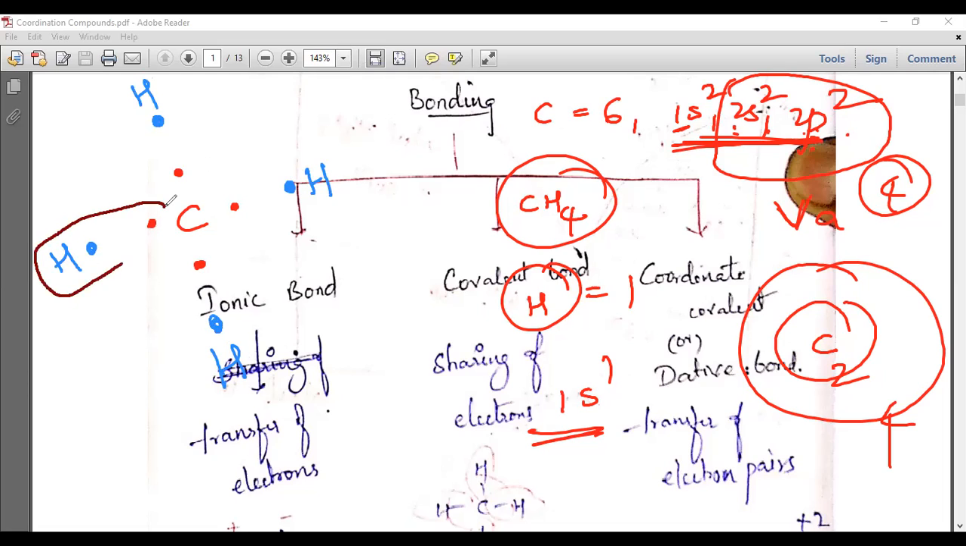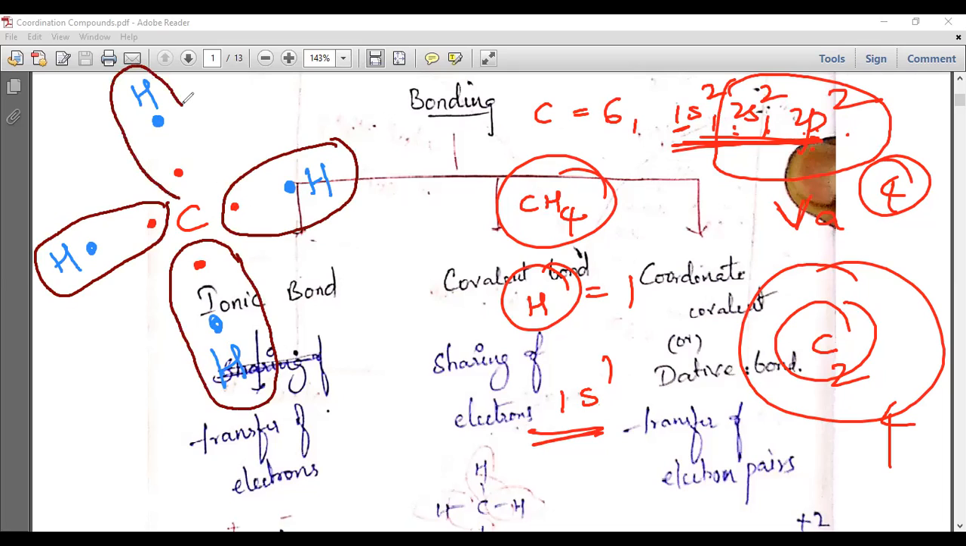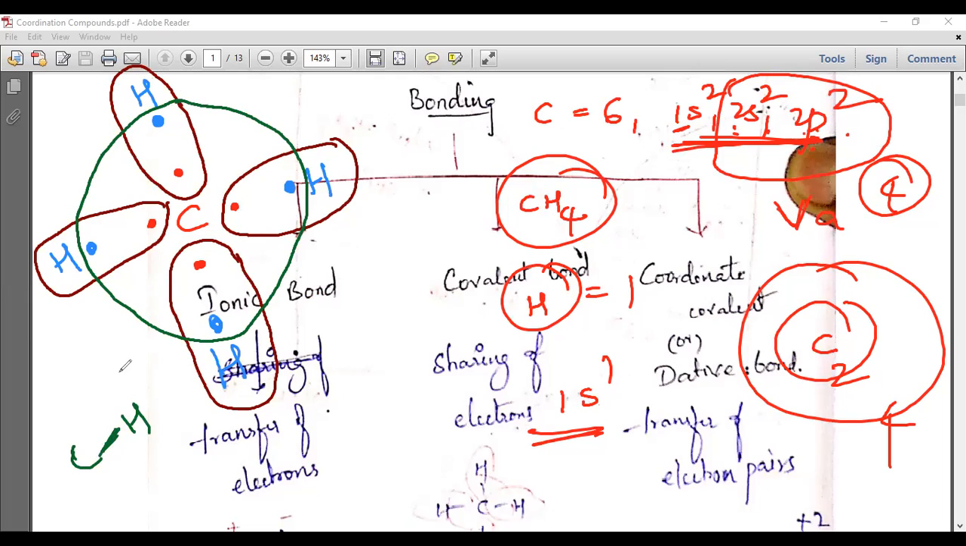So this hydrogen will share its electron with the carbon like this. This hydrogen also shares its electron with carbon, and this hydrogen will also share its electron like this, and this hydrogen will also share its electron like this. So each hydrogen will share its electron with the carbon. Carbon also shares its electron with the four hydrogens like this. So this is called sharing of electron. So the bond between this carbon and hydrogen is called the covalent bond. This is very simple, and we already studied this in our earlier sessions.